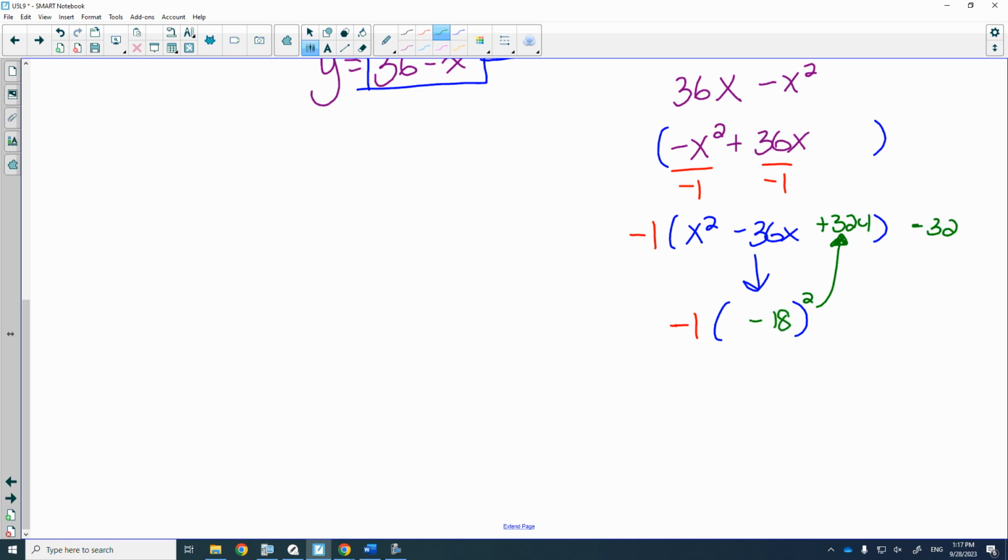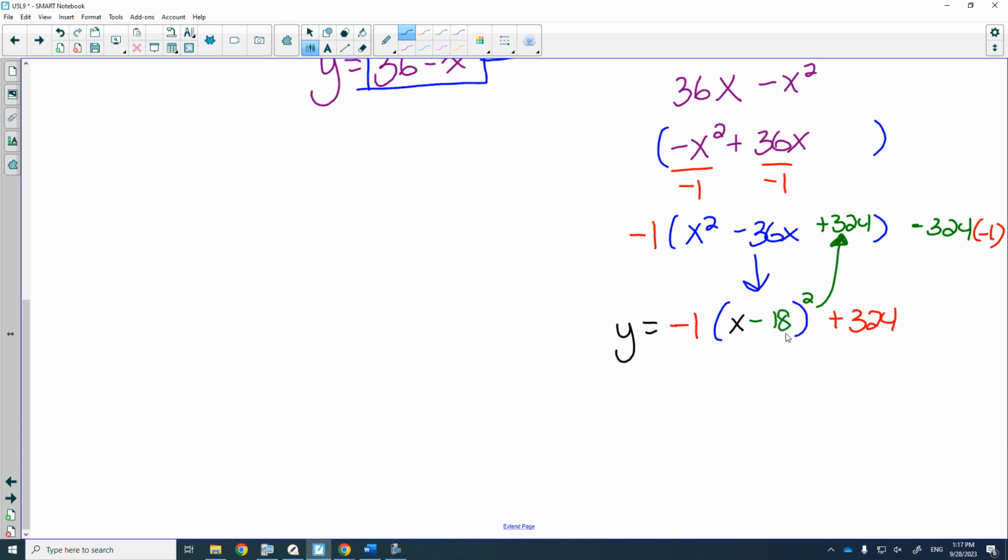Minus 324. Times that by what number? Negative 1. Okay, that's going to give us plus 324. And you're going to have an x here. So just write it like this.